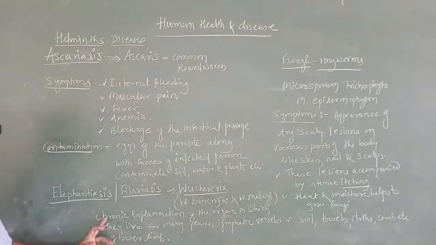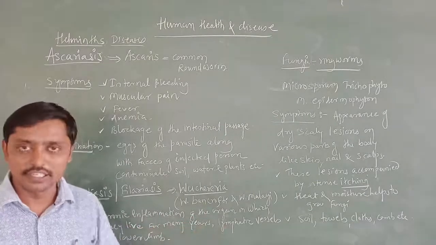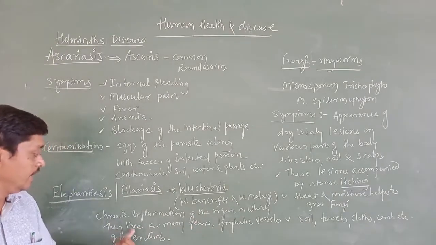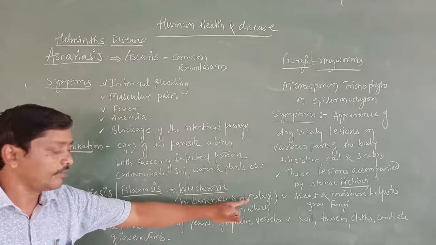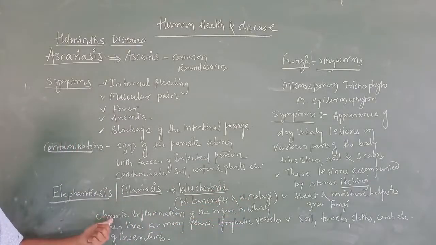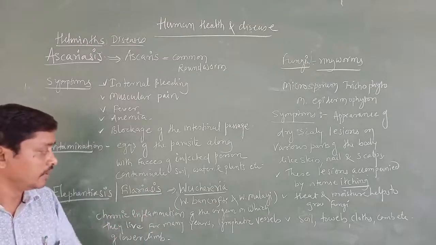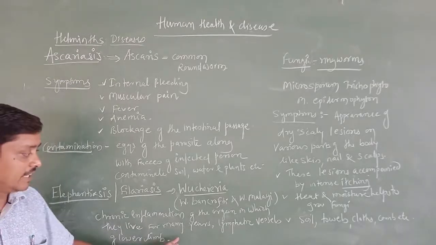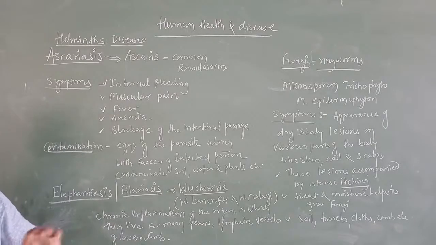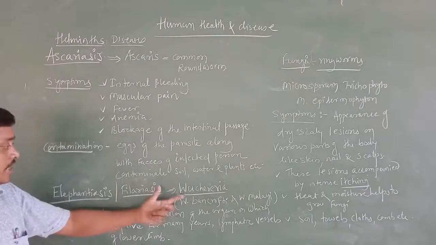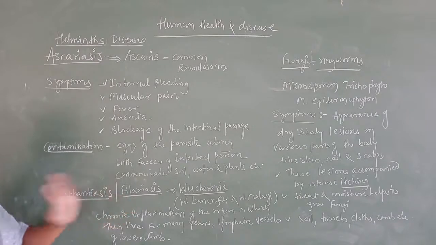Understood? So elephantiasis or filariasis is a chronic inflammation of the organ, any organ, in which they live for many years. In the sense, Wuchereria bancrofti or Wuchereria malayi cause chronic inflammation in the organ in which they live for many years. For example, the lymphatic vessel of the lower limb. Usually these Wuchereria are found in the lymphatic vessel of the lower limb, and they cause elephantiasis or filariasis.